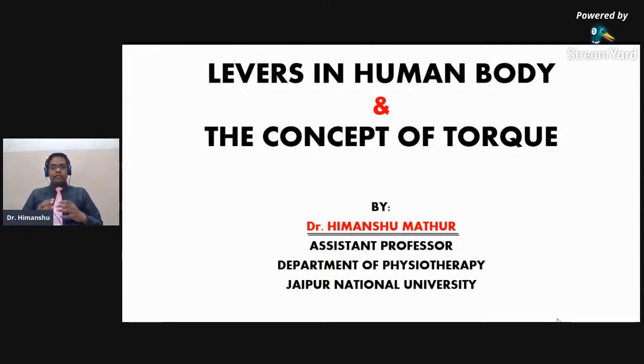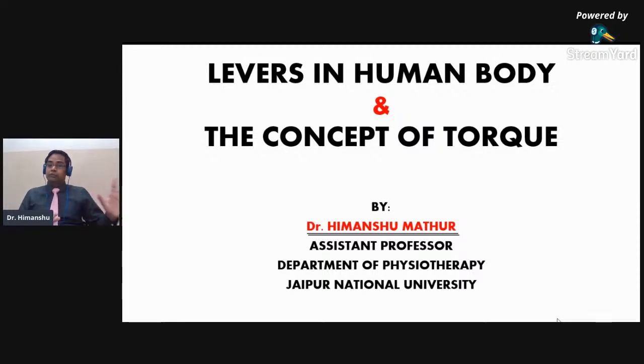When we talk about the torque and the movement within the human body, all the movement that occurs at every joint requires torque. Torque ka matlab kya? What does torque eventually mean? Whenever you read it from books, it's a little complicated thing which is written in the book. To make it simpler, you must be knowing that the movement occurring at the joint is an angular motion, right?